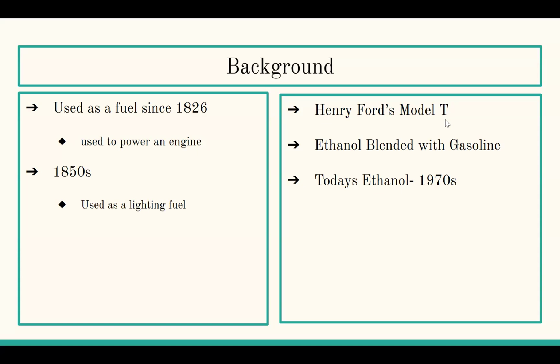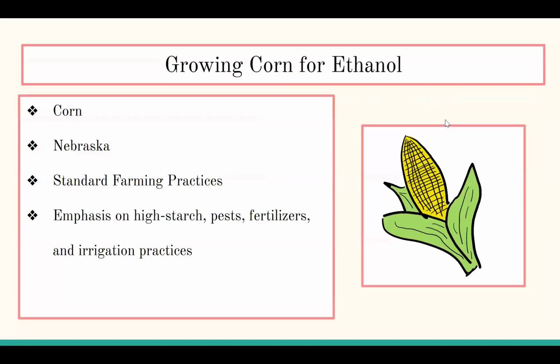It was used as an octane booster in the 1920s and 30s when blended with gasoline. Because of World War II's fuel shortages, it was in high demand. When petroleum-based fuel became expensive, what is known as today's ethanol industry began in the 1970s.